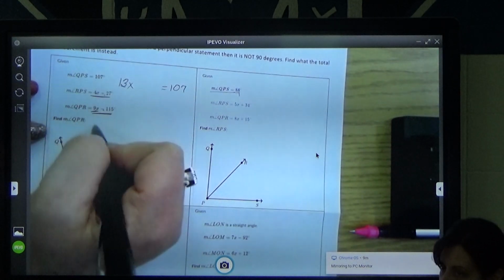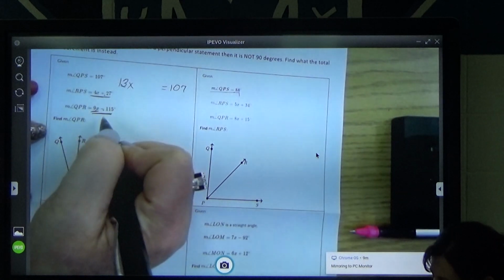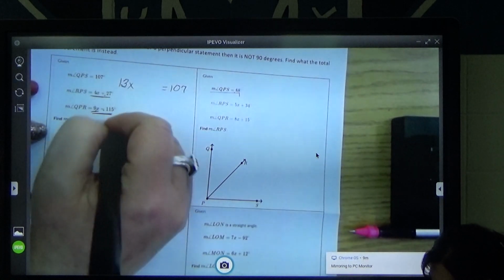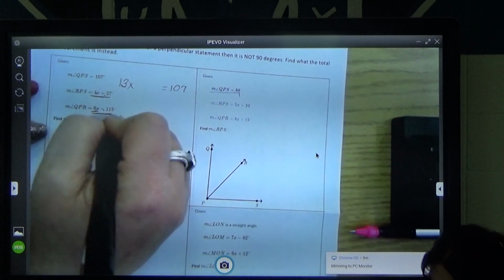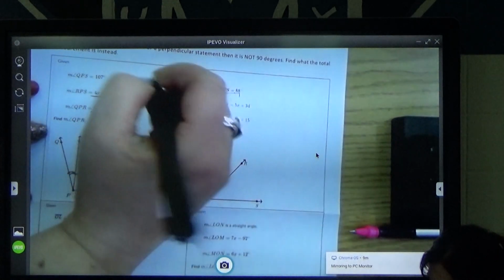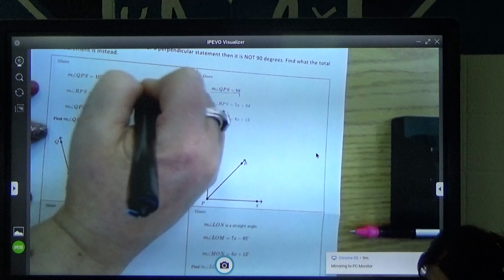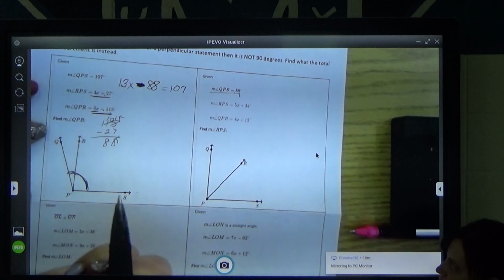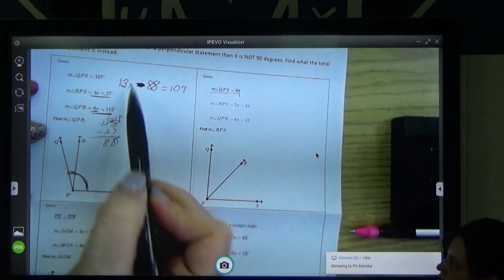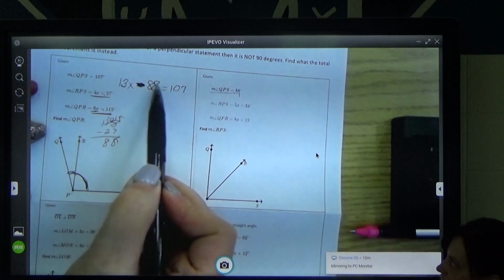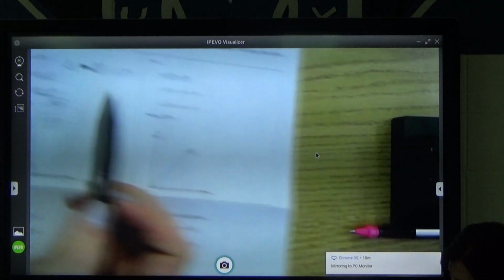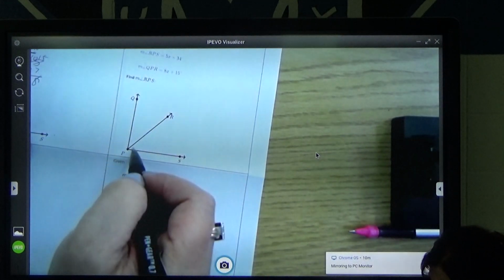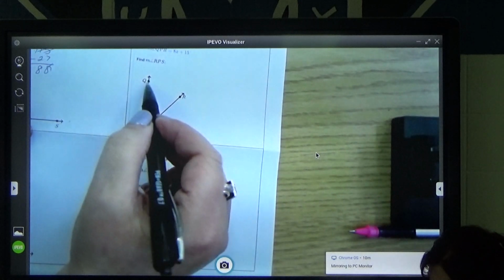Those are different signs, so I need to go ahead and subtract. 115 minus 27 is what I would do real fast. And I get 88. And it'd be negative 88, almost made a mistake, because of the fact that the larger one was a negative. Okay, so the equation that you're going to work with to solve this problem is 13x minus 88 equals 107.